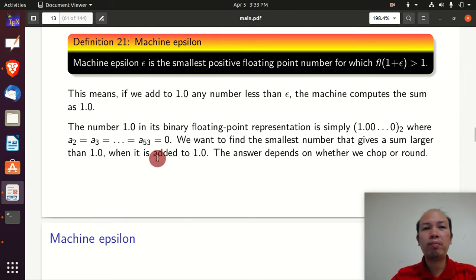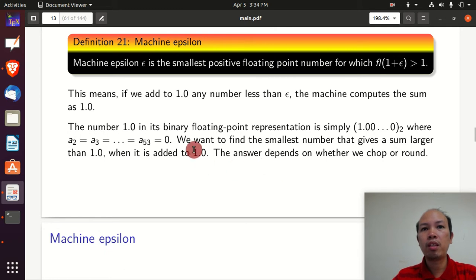So for 64-bit, the fractional part is up to a sub 53 equal to 0. Okay, so we want to find the smallest number that gives a sum larger than 1.0. Meaning to say, we are going to find the machine epsilon such that if you add it to 1.0, that will give a sum larger than 1.0, the smallest number.